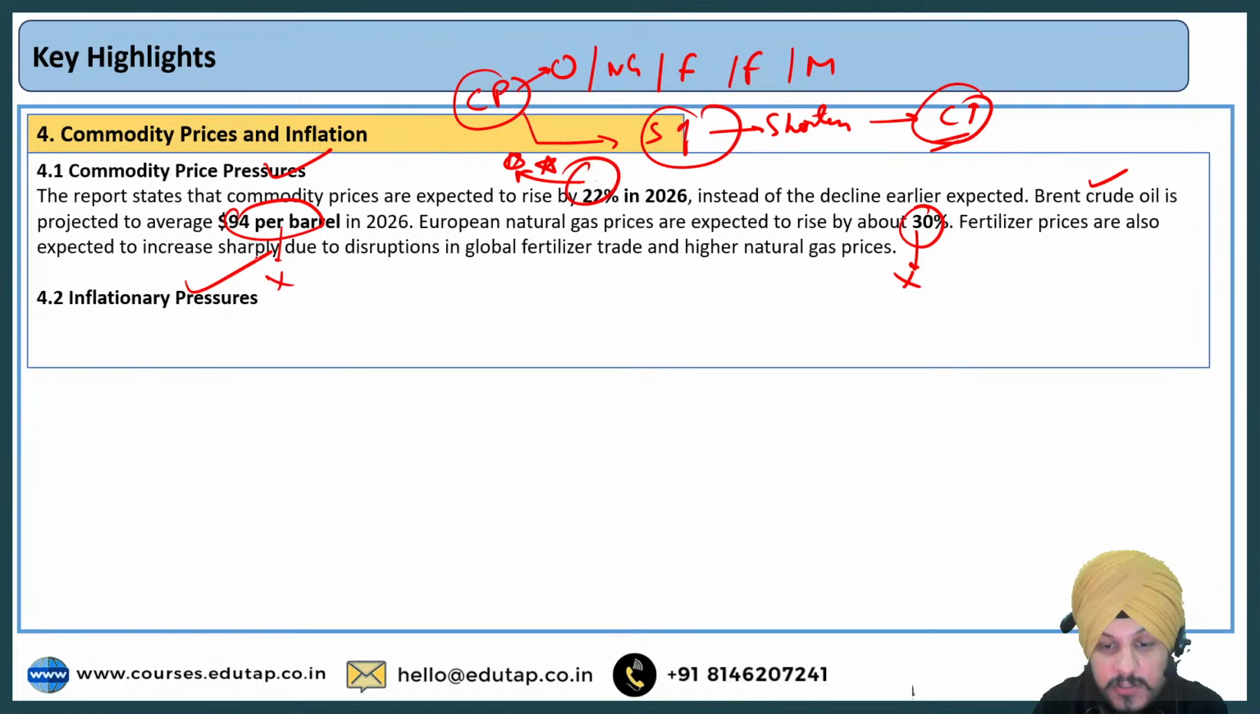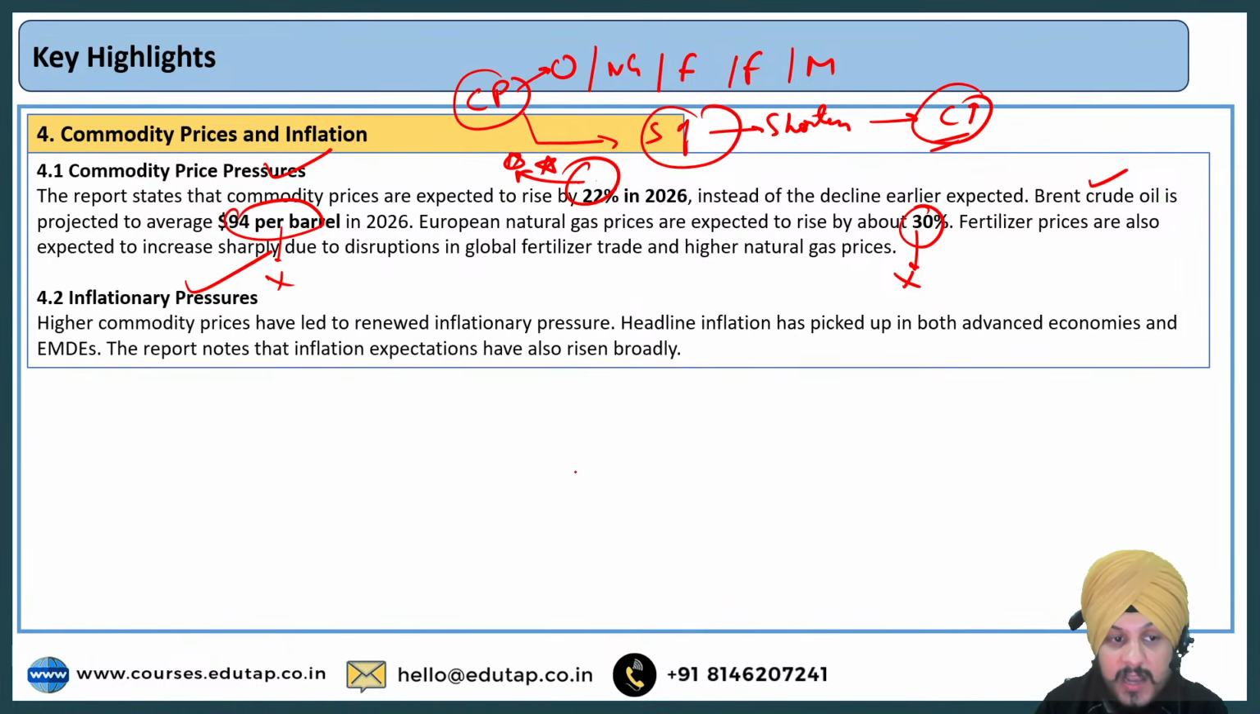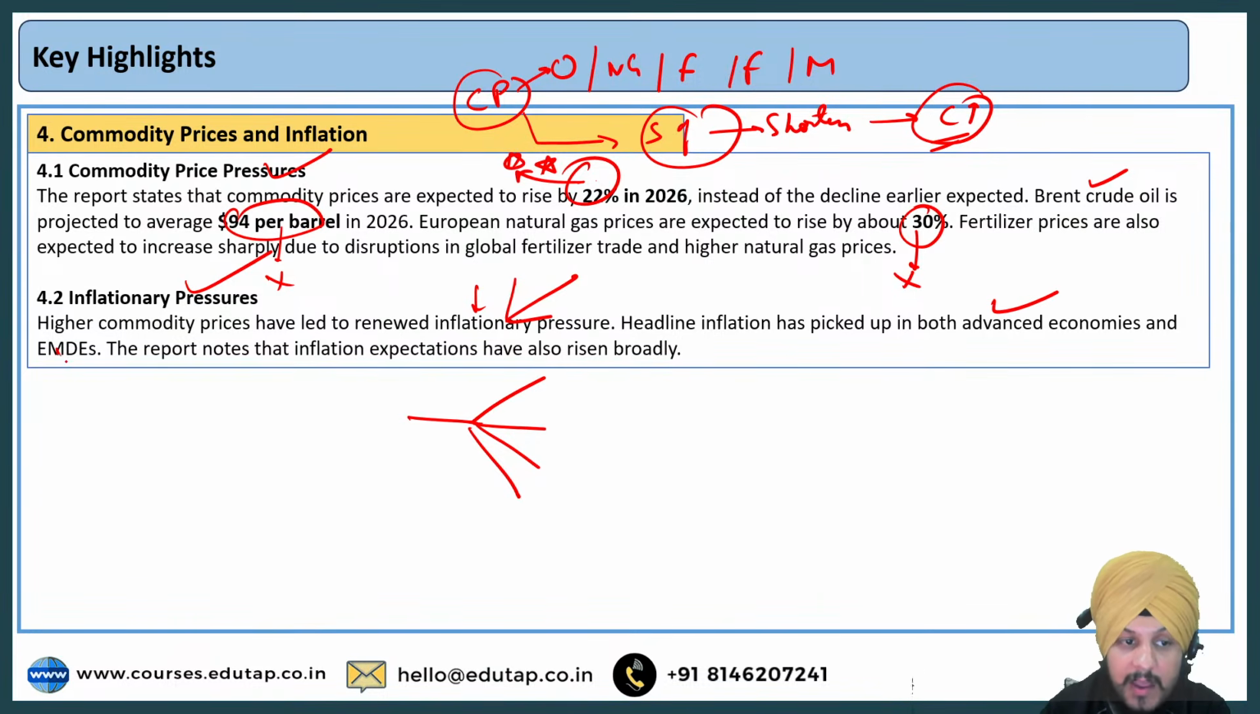Apart from that, of course, inflationary pressures are going to be there, right? And over here the report says that higher commodity prices, because if commodity prices are going to increase, it is going to have an impact upon other types of disruptions too. So the report says that higher commodity prices have led to renewed inflationary pressure, which had earlier come down, but is now expected to increase, where headline inflation has picked up in both advanced economies and EMDEs. And the report notes that inflation expectations have also risen broadly, right?